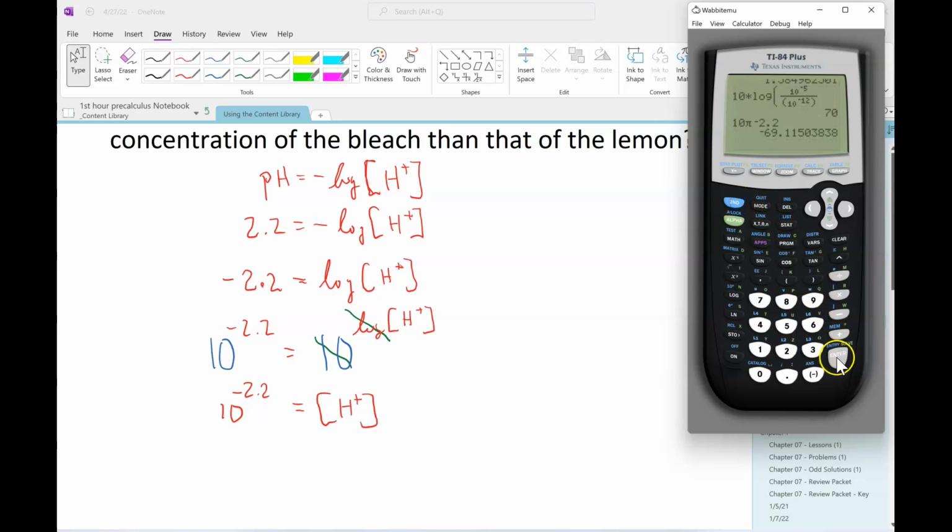Oops. That's not the symbol I wanted there. Oh, why am I pressing second? Because I'm being, oh my goodness. I hate you.